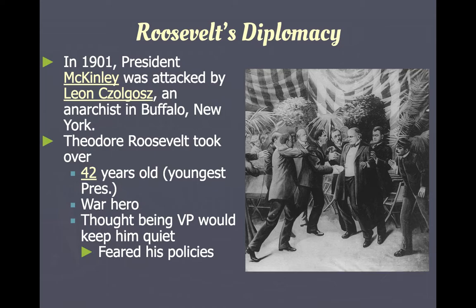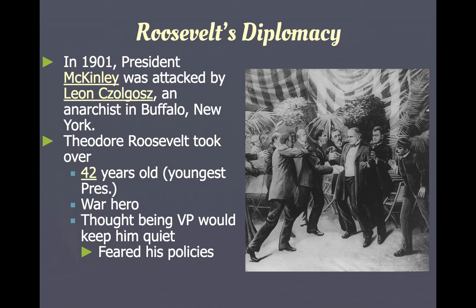The first shot hit off a button and lodged itself in the jacket, so that didn't cause any damage. But the second shot lodged itself in the abdomen. Now, this should not have been fatal, but McKinley's doctors were horribly incompetent, and he died of infection 8 days later. Czolgosz eventually, about a month later, was executed by the electric chair.